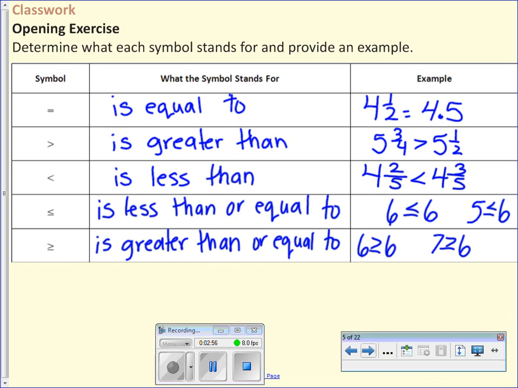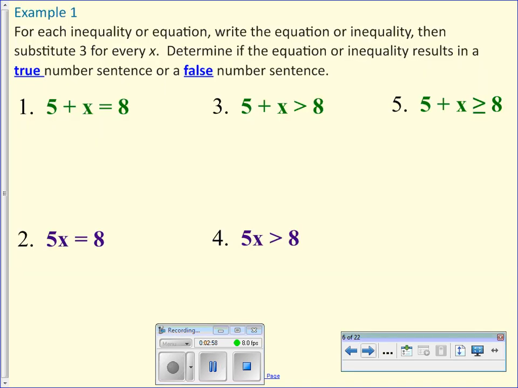All right, so let's see how we could apply this. Right now you can put your pencils down. We're just going to talk about this a little bit. So here it says for each inequality or equation. First of all, let's go over what that means. Look at my first example on the board. 5 plus x equals 8. What do we call that whole thing? That's an equation because it has an equal sign.